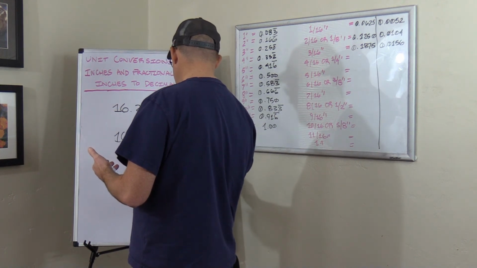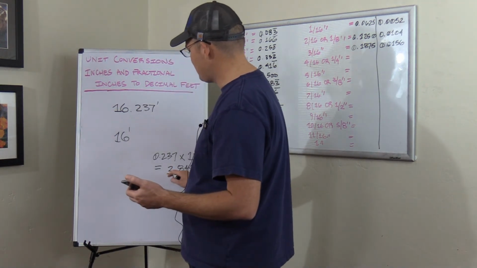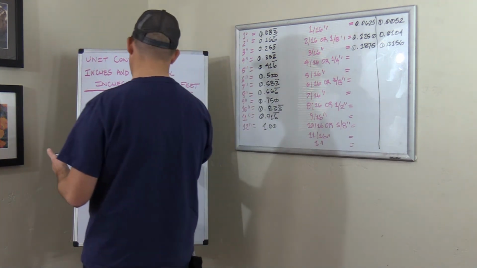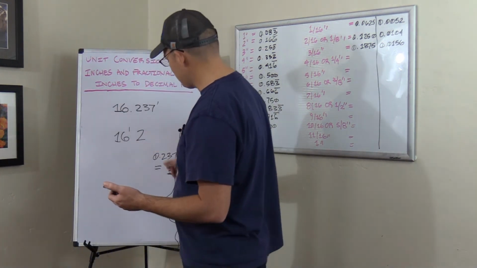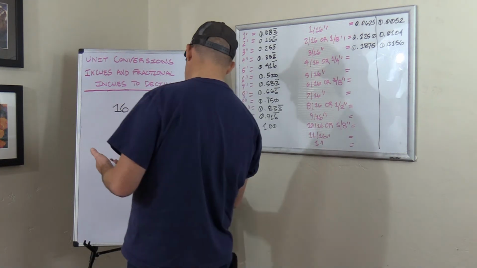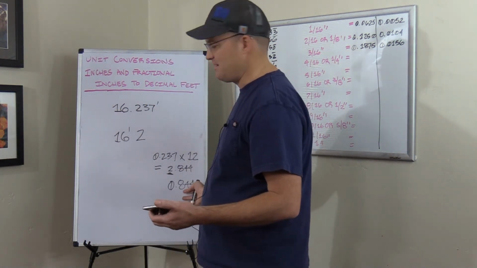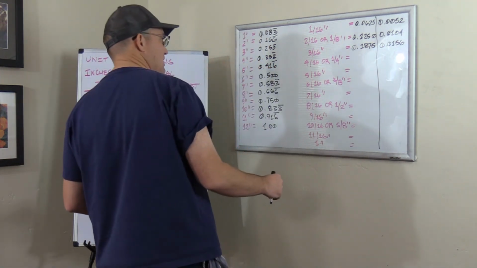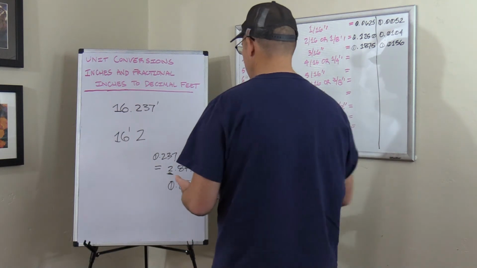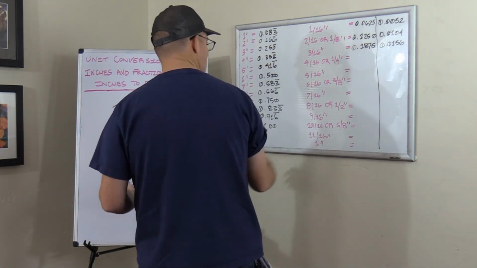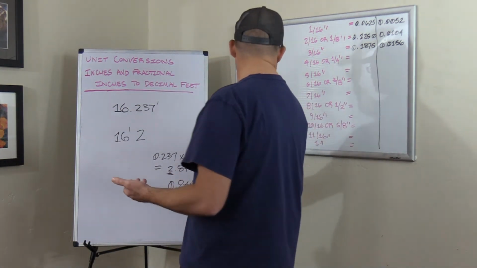And that equals 2.844. So that means I've got 2 whole inches here. I'm going to just come up and write that 2. I've got 2 whole inches, but we've still got this 0.844, and we want to know how many 16ths this is. So what you do is you come over here to your table and you figure out which number you've got that's closest to 0.844.